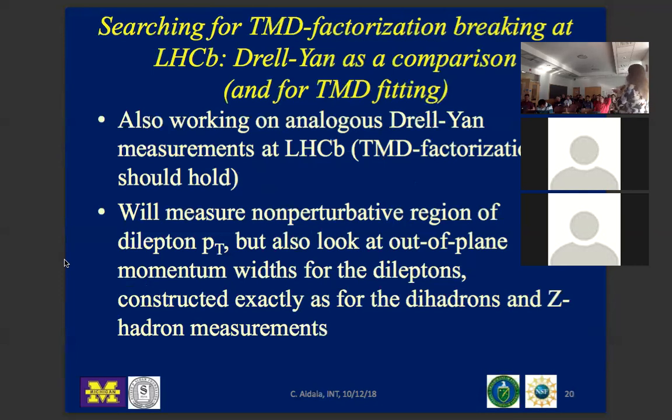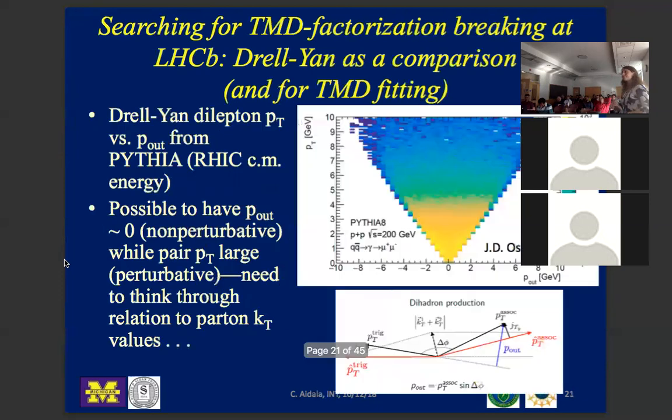But we thought, since you can't do pT of the pair in dihadron the way you can in Drell-Yan, we want to do something that is more directly analogous to what we're able to do in dihadron measurements. So we'll look at both the traditional pair pT, but also the out-of-plane momentum width of one lepton with respect to the other Drell-Yan lepton. So the Drell-Yan dilepton pT versus pout is shown from simulations.